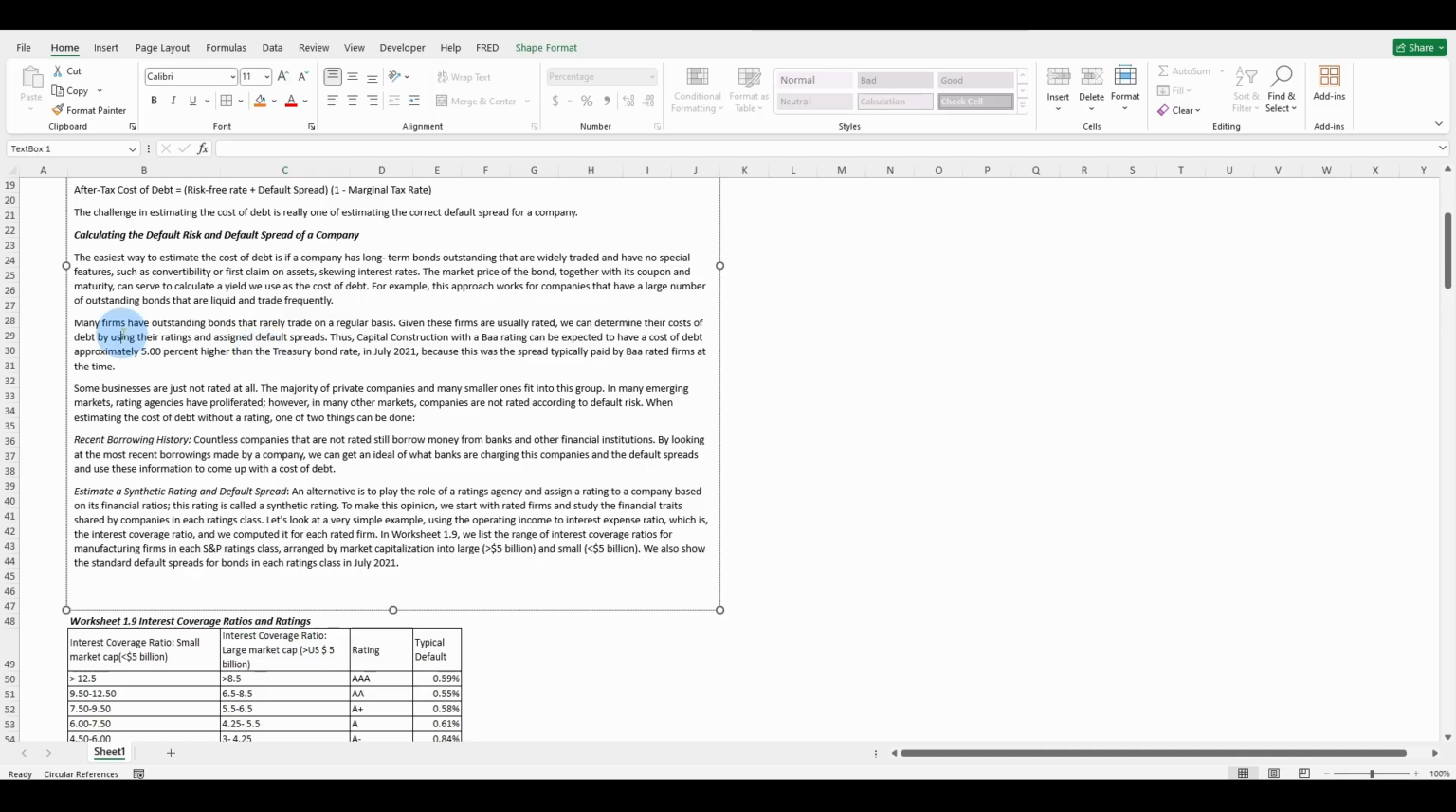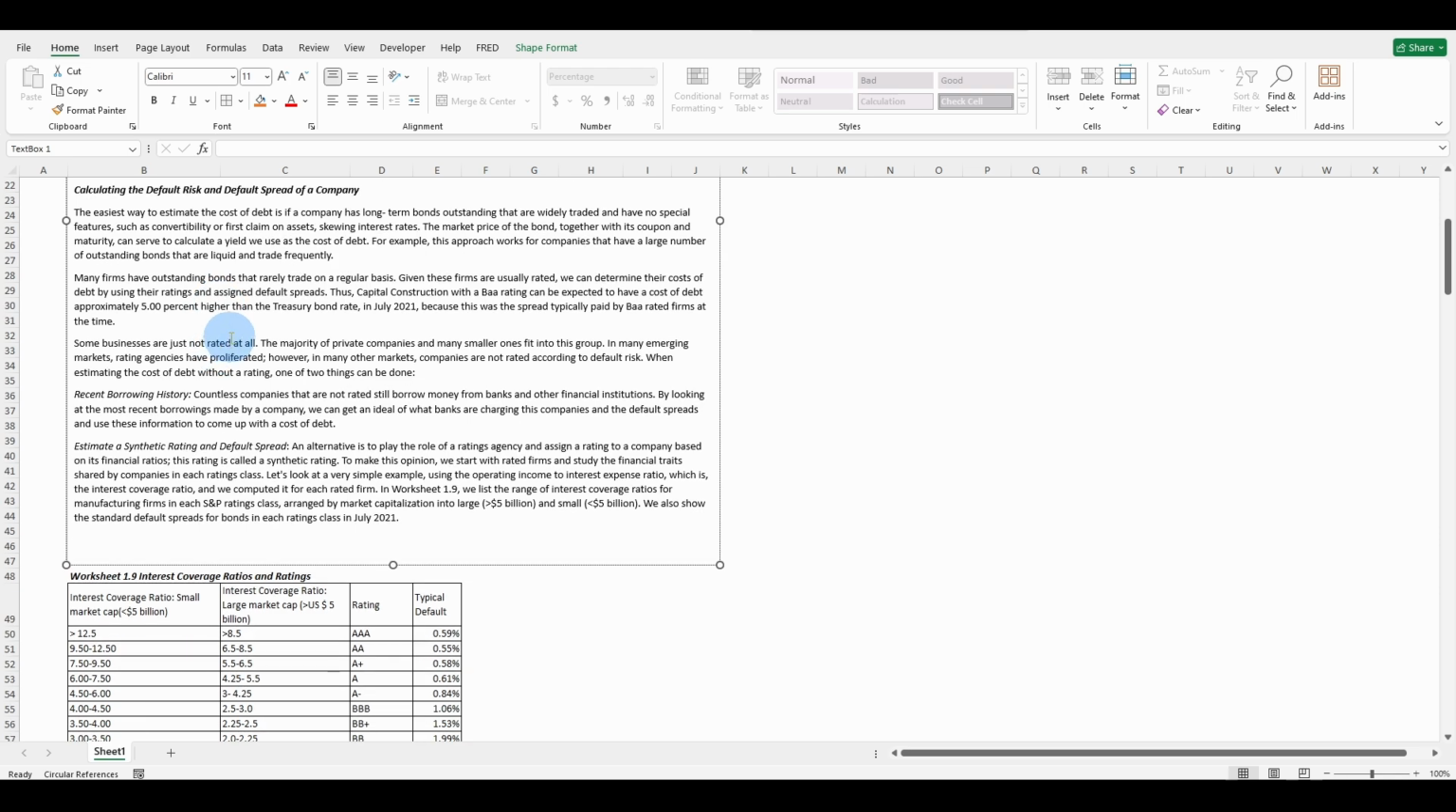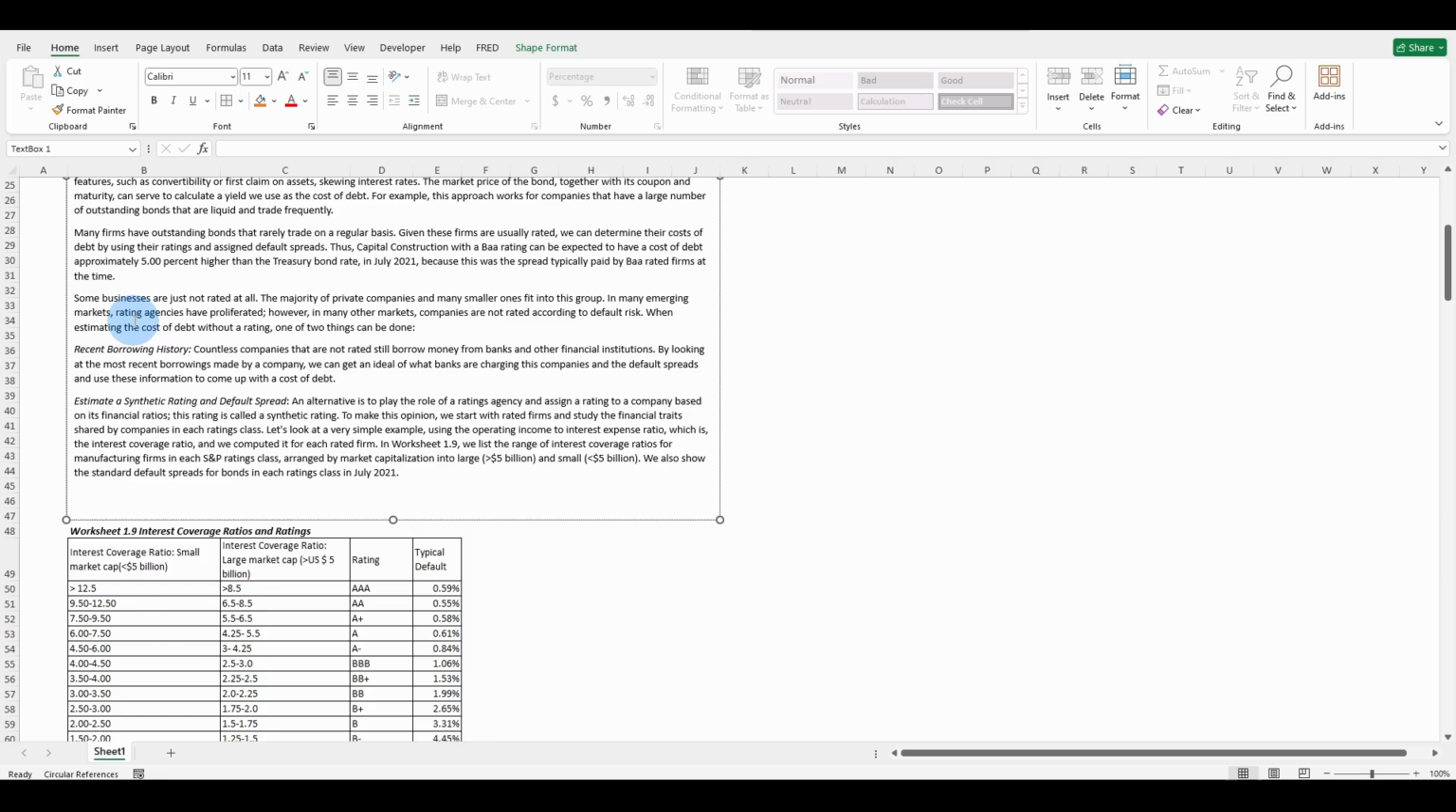Many firms have outstanding bonds that rarely trade on a regular basis. Given that these firms are usually rated, we can determine their cost of debt by using their ratings and assigned default spreads. Thus, a company with a Baa rating can be expected to have a cost of debt approximately 5% higher than the Treasury bond rate in July of 2021, because this was the spread typically paid by Baa rated firms at the time, right here.